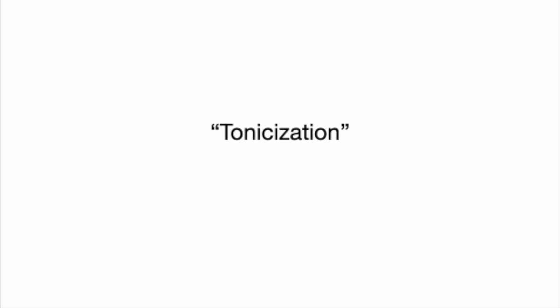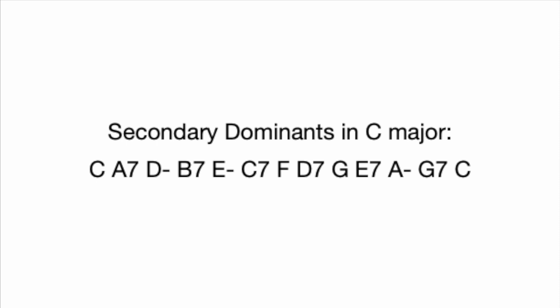In fact, every chord in the diatonic chord progression except the 7 chord can be approached by a dominant chord. The following chord progression will demonstrate this. C major, A7, D minor, B7, E minor, C7, F major, D7, G major, E7, A minor, G7, C major.